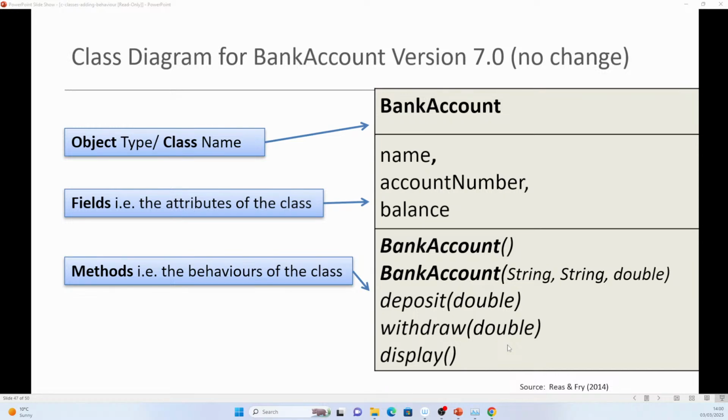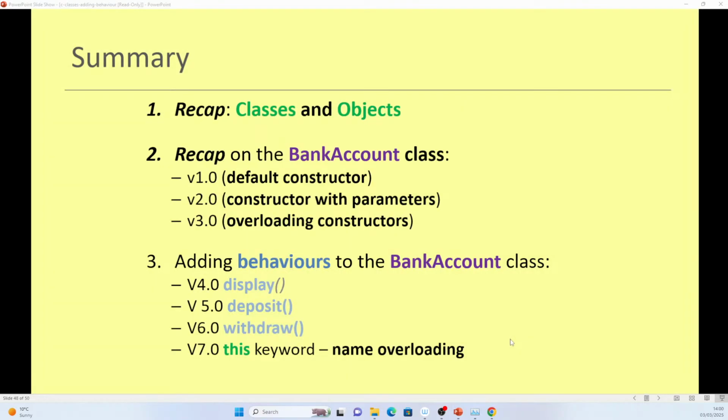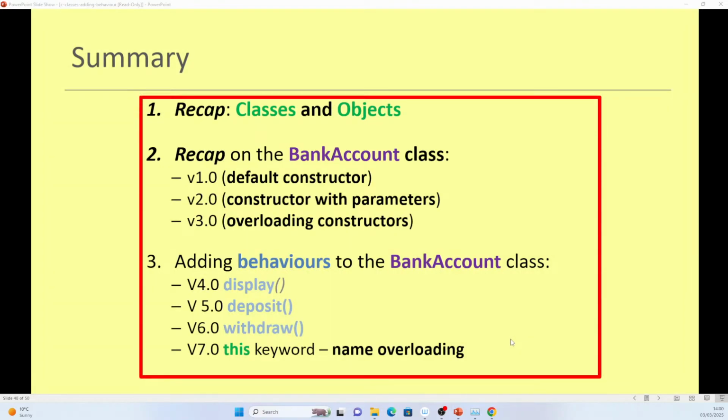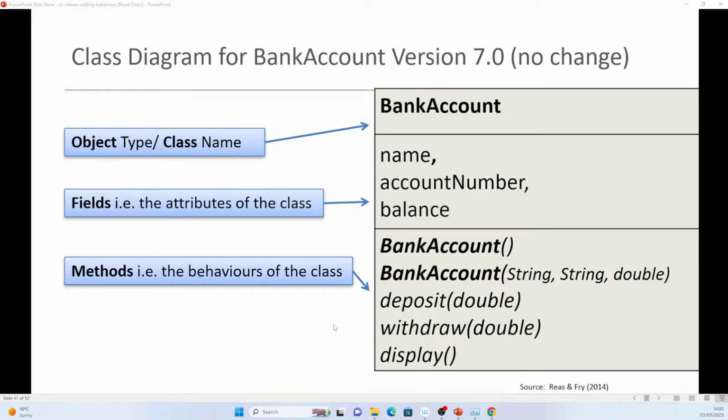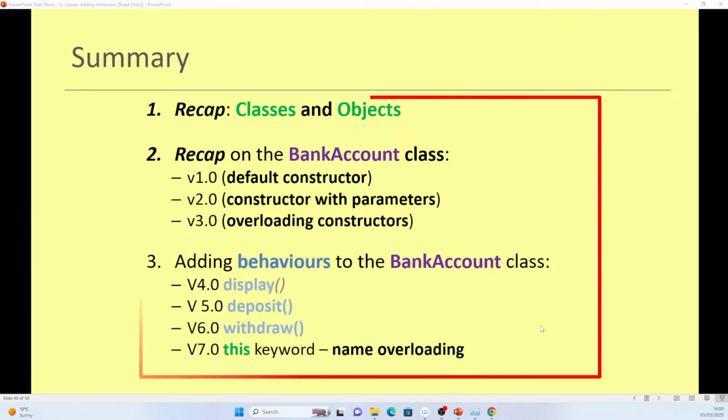Okay, so now we have version 7, and we have this. We didn't change the class diagram because we didn't change any of what the methods did. What it does is change the way it actually is written, and it's a much nicer way to write it. And there we go.